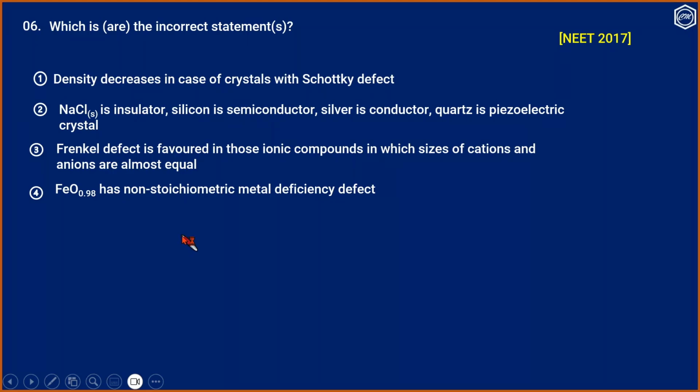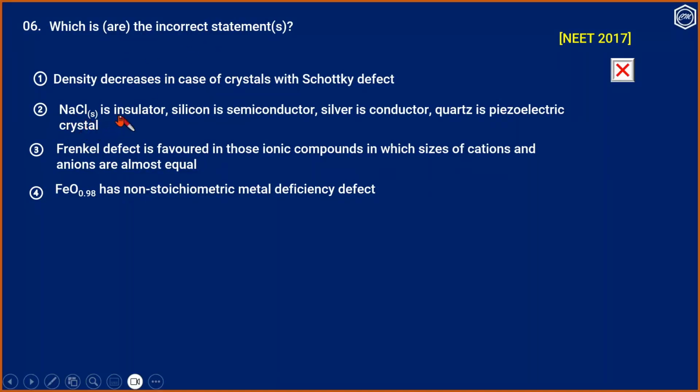FeO0.98 has non-stoichiometric metal deficiency defect. 1. The density decreases in case of crystals with a Schottky defect, and that is correct. So we need the incorrect statement.